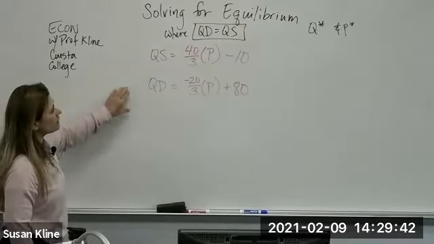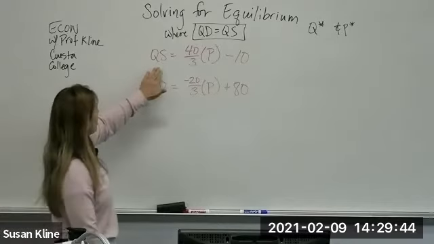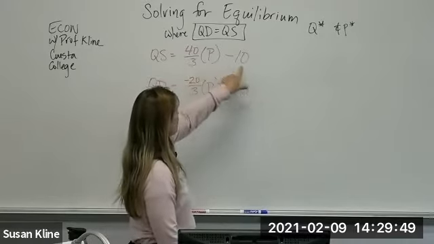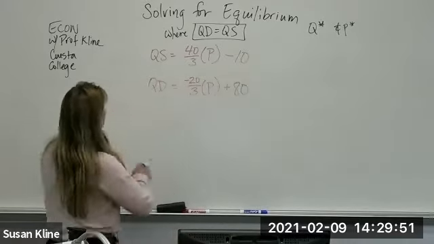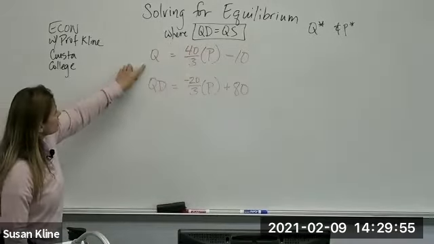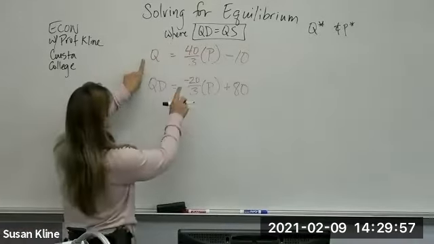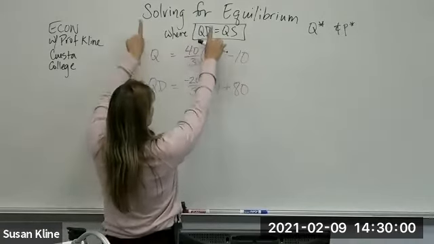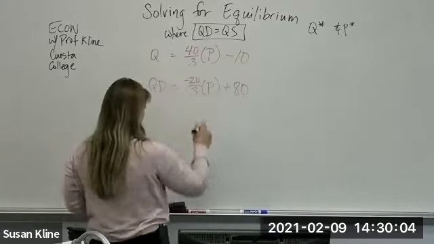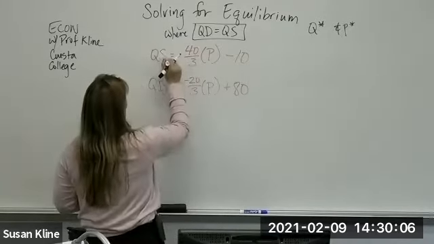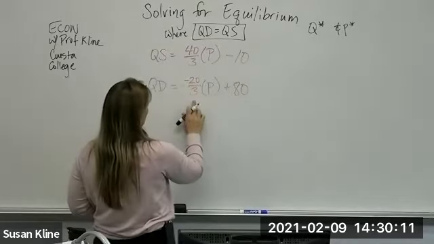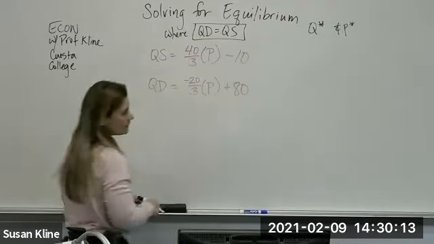And so I have these two equations up here. Quantity supplied is equal to 40/3 times the price minus 10. Even if this didn't say quantity supplied, one of the ways I would know this is the supply equation is because quantity and price are directly related. Quantity is positive, price is positive. And then I have quantity demanded is equal to -20/3 times price plus 80.